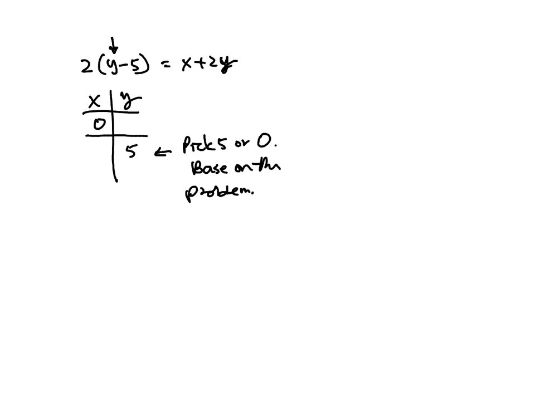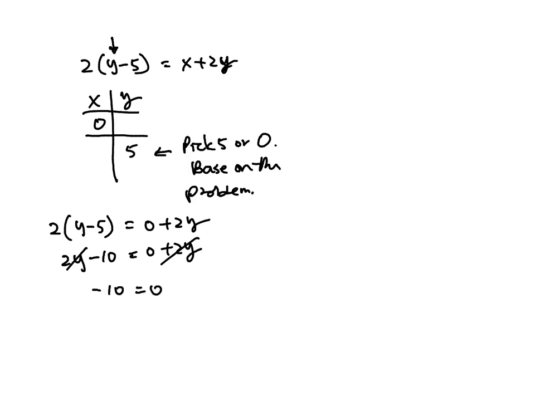Okay, so now let's go ahead and find out what happens when x equals 0. So you get 2 times y minus 5 equals 0 plus 2y. So this is 2y minus 10 equals 0 plus 2y. Okay, so what we end up getting is negative 10 equals 0. Uh-oh. What does that mean?